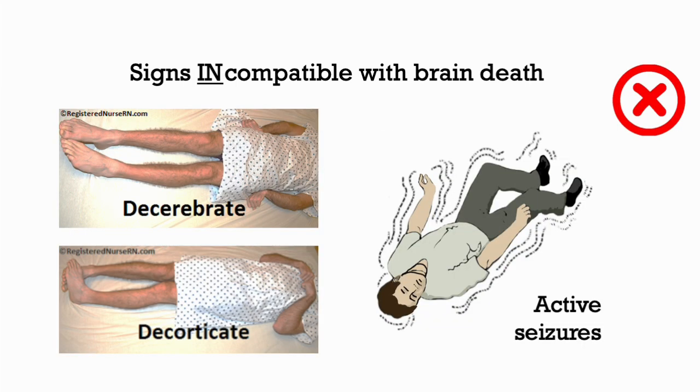Observations that are incompatible with brain death are any posturing, so decerebrate or decorticate posturing, and seizures. Okay, so if you witness any seizures or if your patient postures, you cannot confirm brain death.